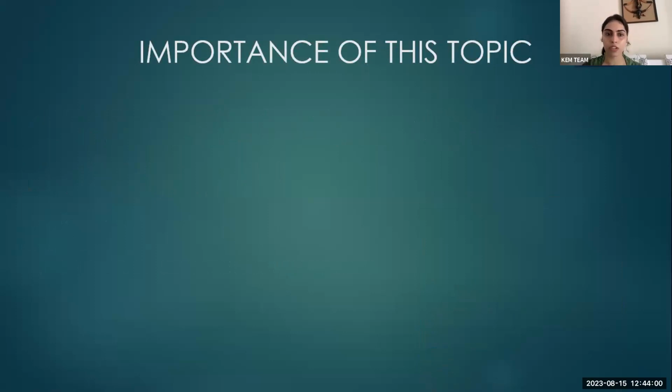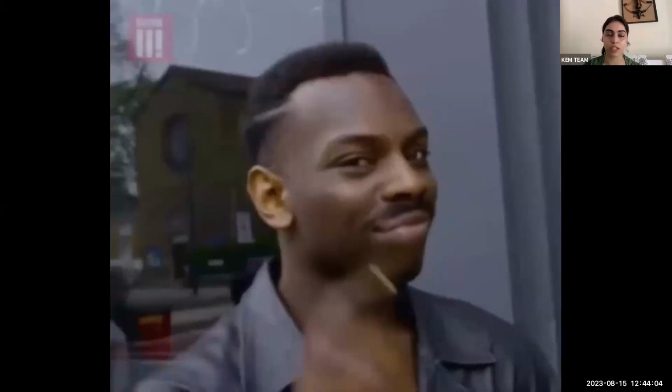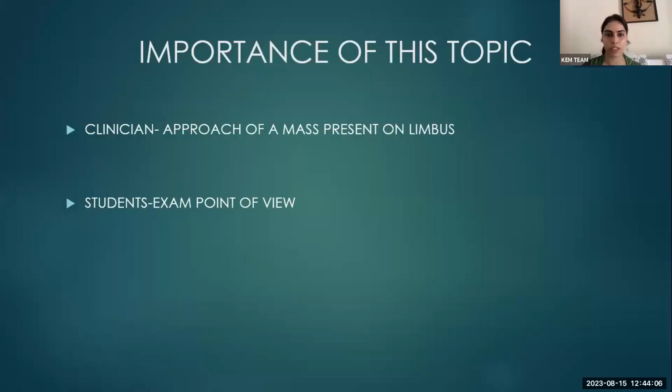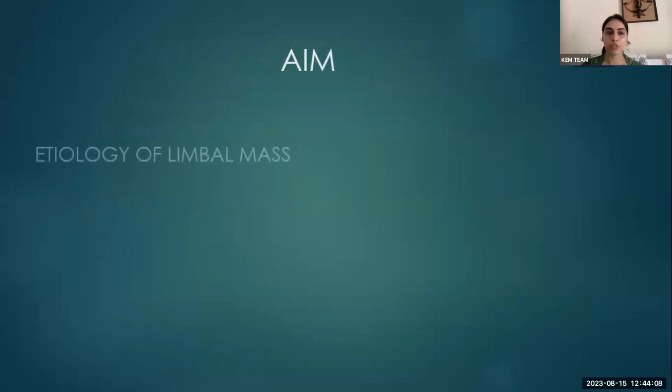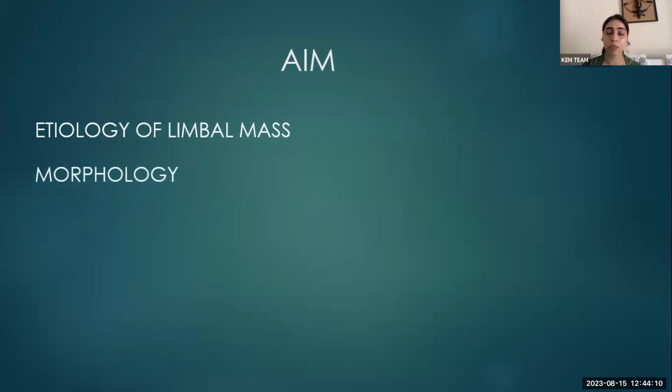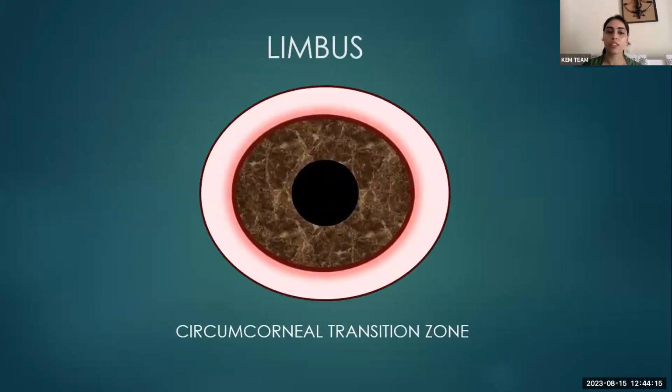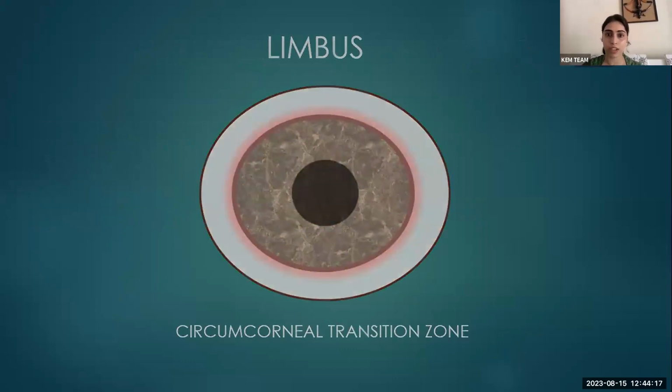The importance of this topic is twofold. As clinicians, we need to know how to approach a mass present on limbus. And as students, it's an important topic from exam point of view. The aim of this lecture would be to enumerate the etiology of limbal mass, the morphology of limbal mass, and its subsequent management. The limbus is defined as a circumcorneal transition zone between the cornea and sclera.